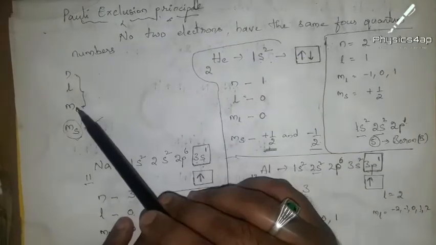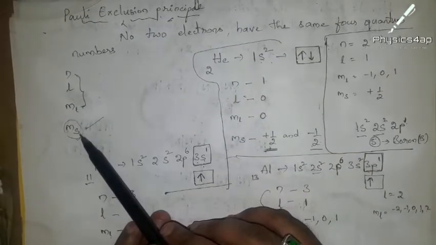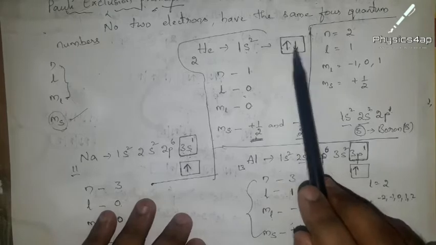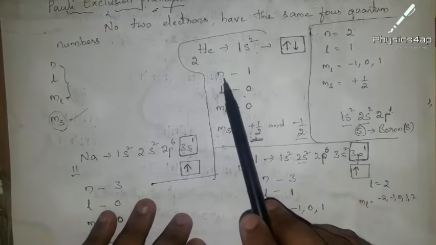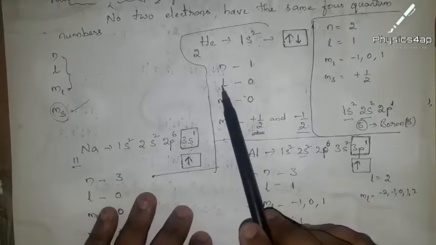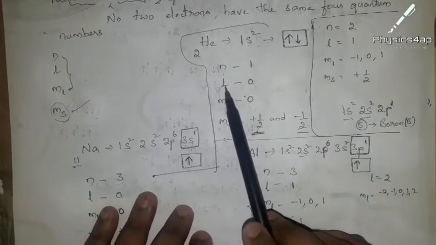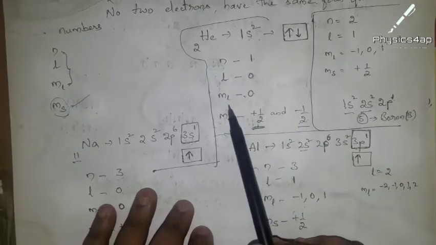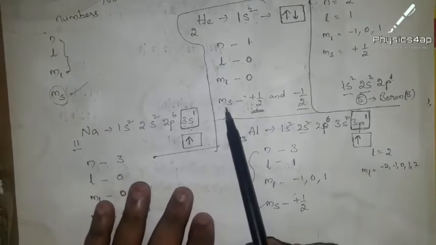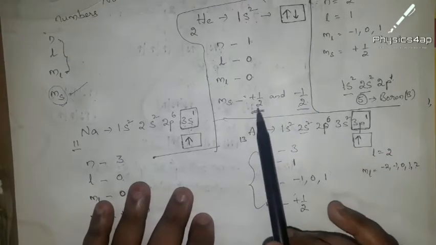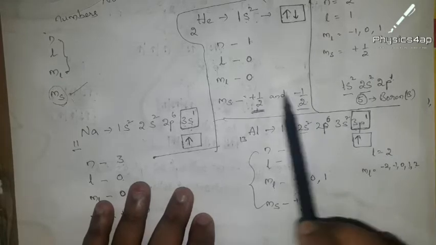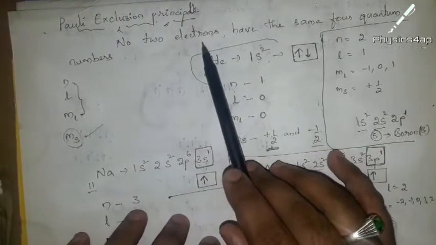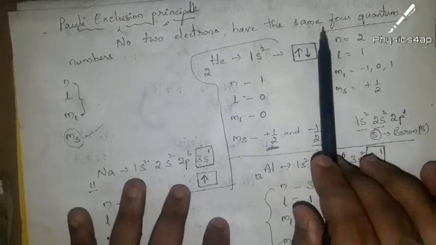Suppose the first 3 quantum numbers are the same, then definitely there will be a difference in the spin quantum number. Like if we take helium 1s2, that is 2 electrons are there. These 2 electrons have the same principal quantum number, the same angular momentum quantum number, the same subshell, s orbital, and the same magnetic quantum number ml, that is 0. But coming to the spin quantum number, the 2 electrons differ, one is plus half and the other one is minus half. So there will be a difference. Pauli has explained that no 2 electrons in the same atom will have the same 4 quantum numbers.